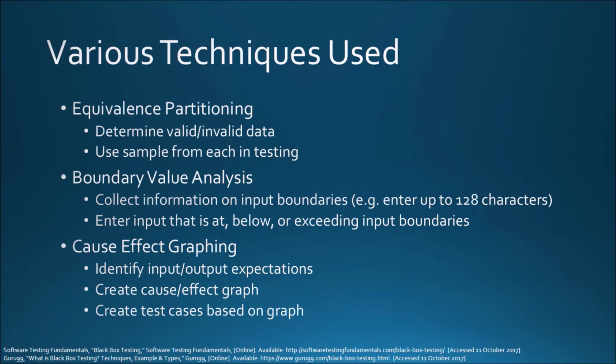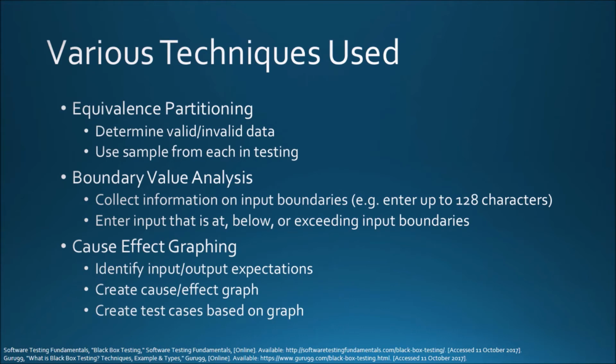The second one is boundary value analysis. You'll collect information on input boundaries. So for example, if you have an input buffer that goes up to 128 characters, then your boundaries would be 0 to 128. On the other hand, if you have a budget application where your income is required to be a positive integer, then your input would be 0 to, I really don't know, I guess it would be positive infinity.